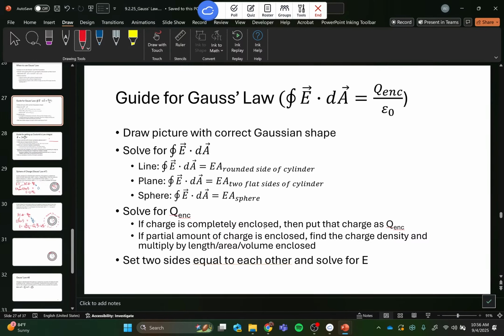If the charge is completely enclosed, or you can just look at the picture and figure it out, awesome, do that. That's what we did for part A and part C. If not, if a partial amount of charge is enclosed, not the entire object or objects, but some partial amount, find the charge density, and then use that to find the charge enclosed. So I'm going to walk through this process with you to show you the magic sauce.